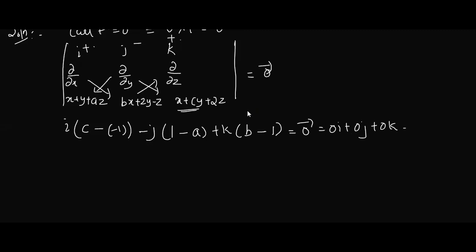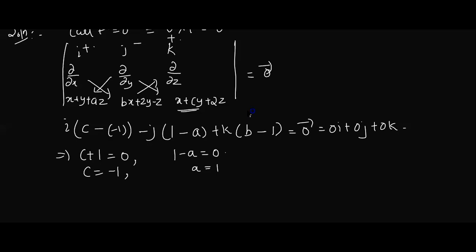Now two vectors are equal, equate them. What is the value of i coefficient here? c minus of minus 1 means c plus 1 is equal to what? Coefficient of i is what here? 0. So what is the value of c from here? Don't put your number in the chat box. What is the value of c? Minus 1. Next, 1 minus a is equal to coefficient of j, which is 0. Correct? So what is a?